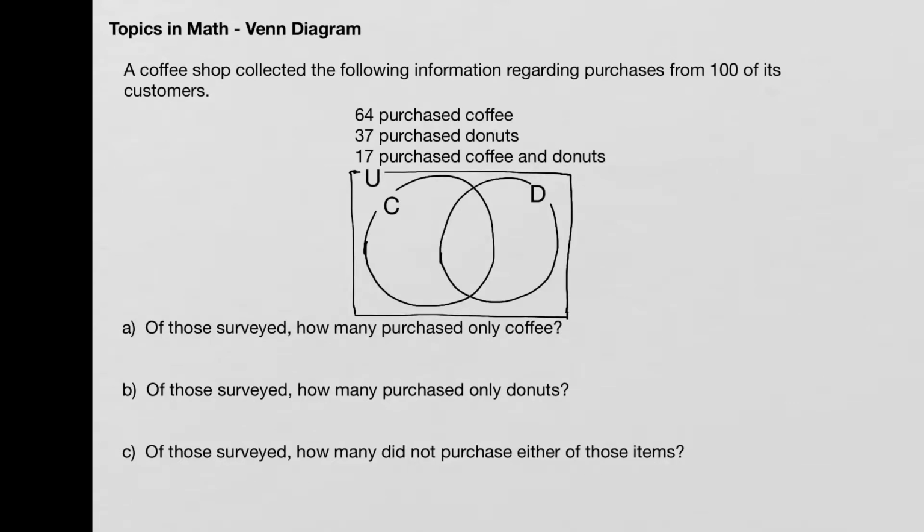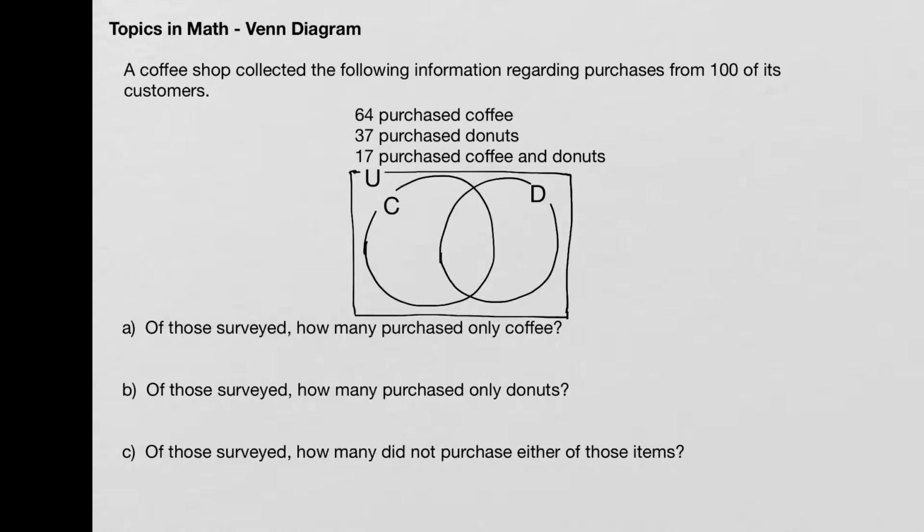Here we're solving a problem about a coffee shop and how many people purchase coffee or donuts or some kind of combination. So what I do is I set up a two-set Venn diagram. So we have a category for people who bought coffee, a category for people who bought donuts. And there's an overlap between those two sets because we can see 17 people purchased both coffee and donuts. So I'm going to place that number in the Venn diagram to start.